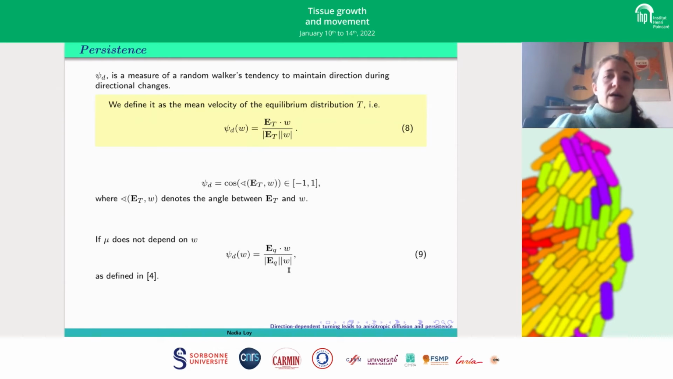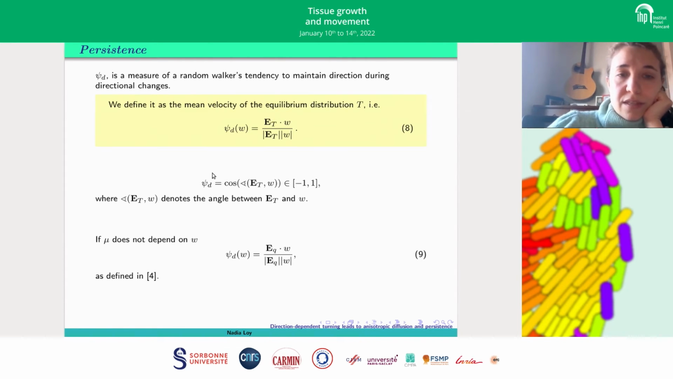We can also introduce and generalize the previous definition of directional persistence. So the persistence is meant as a measure of a random walker's tendency to maintain direction during directional changes. So if a cell is identified with its microscopic velocity w, then we define its persistence by projecting this microscopic velocity over the mean velocity of the equilibrium distribution T. Therefore, we defined it as in 8.